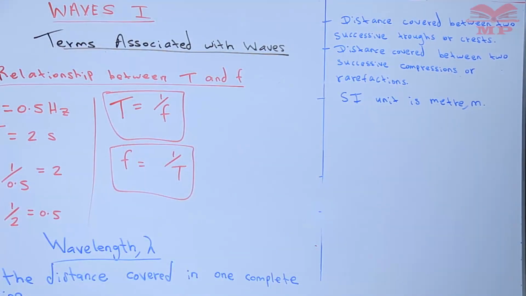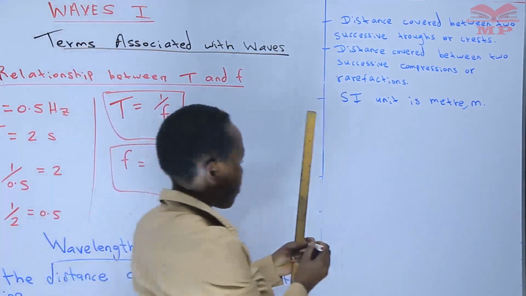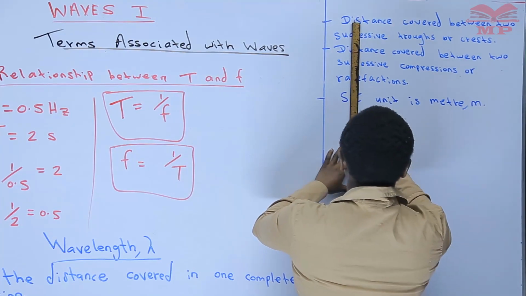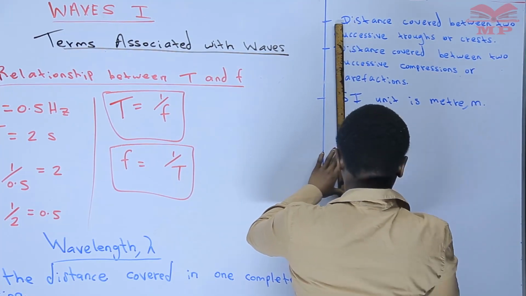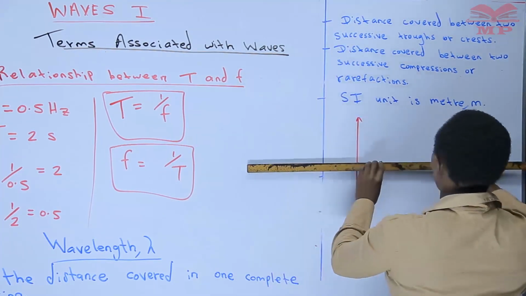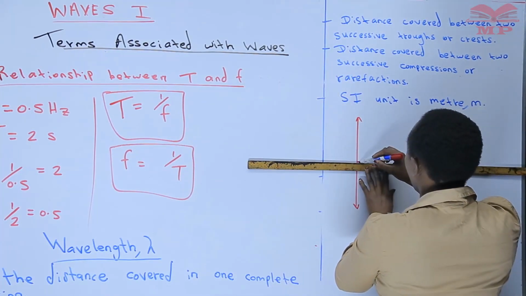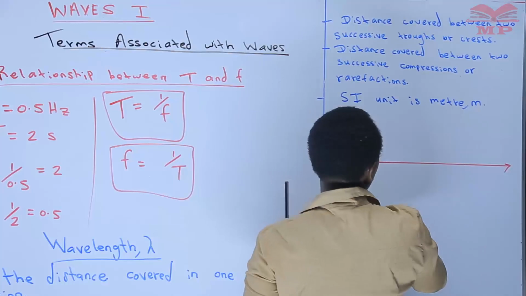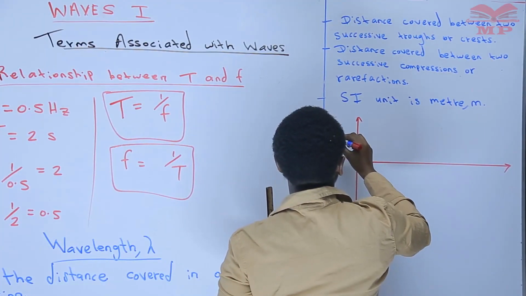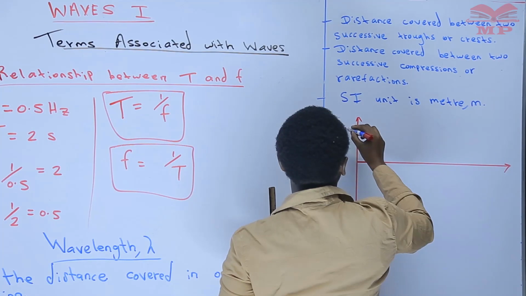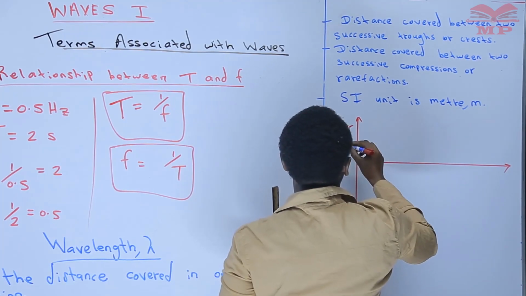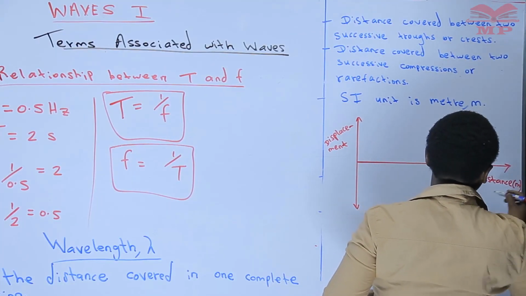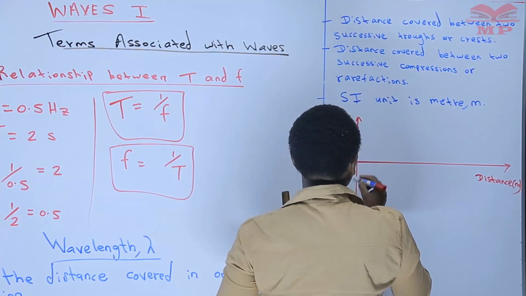So I want us to consider this wave. Here we have a transverse wave. It can be seen that the vibration of particles is at right angle to the direction of wave travel. So this is a transverse wave. Here we have displacement, and here we have distance, in meters. This is our starting point.